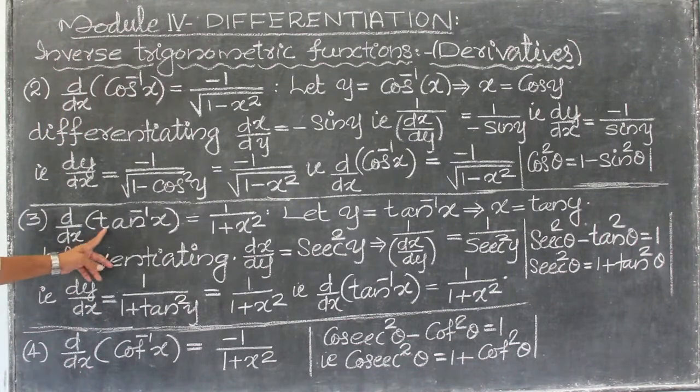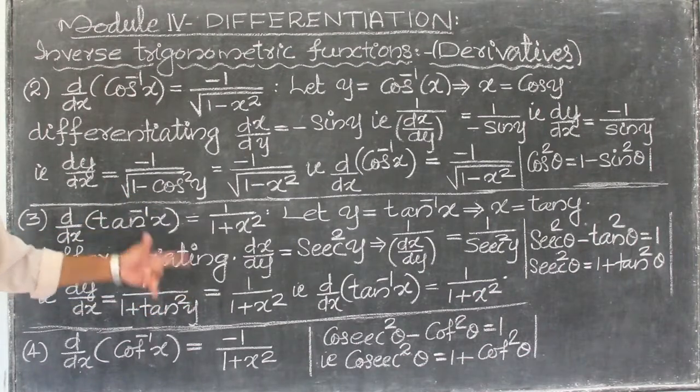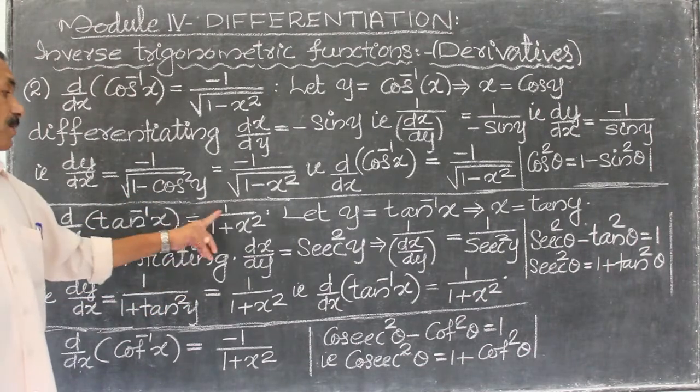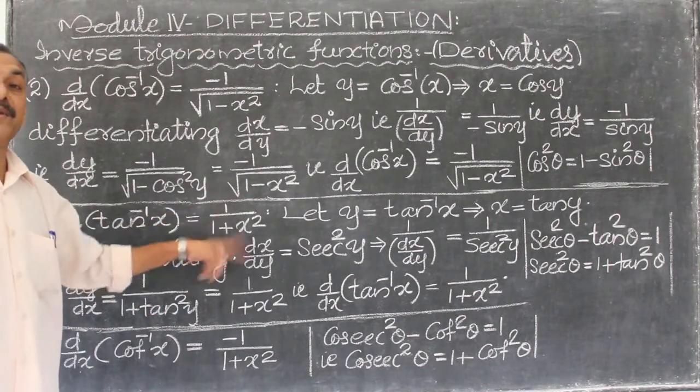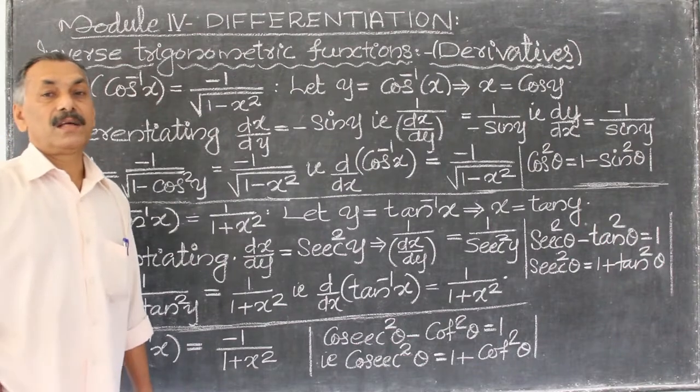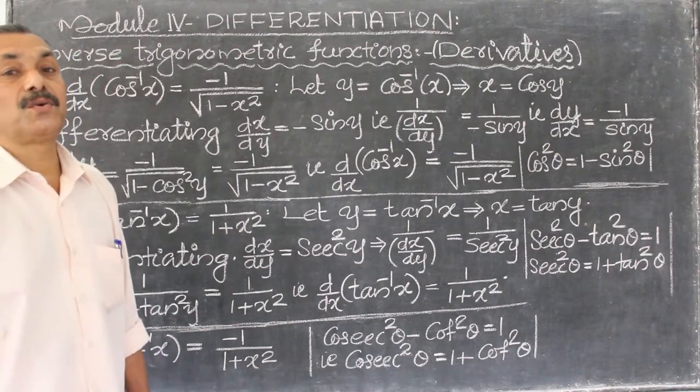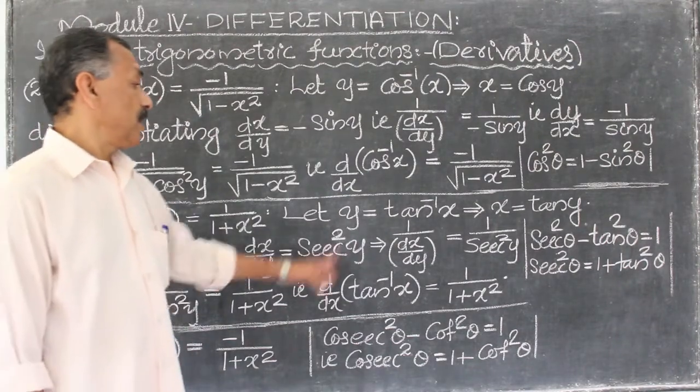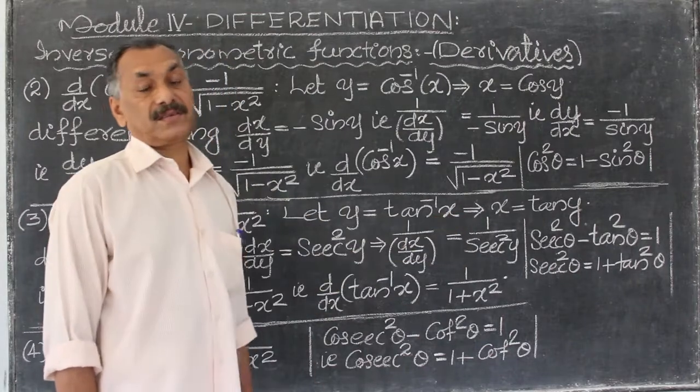Similarly, next we consider the derivative of tan inverse x. In the same way, the derivative of tan inverse x is equal to 1 divided by 1 plus x square. Let y is equal to tan inverse x.